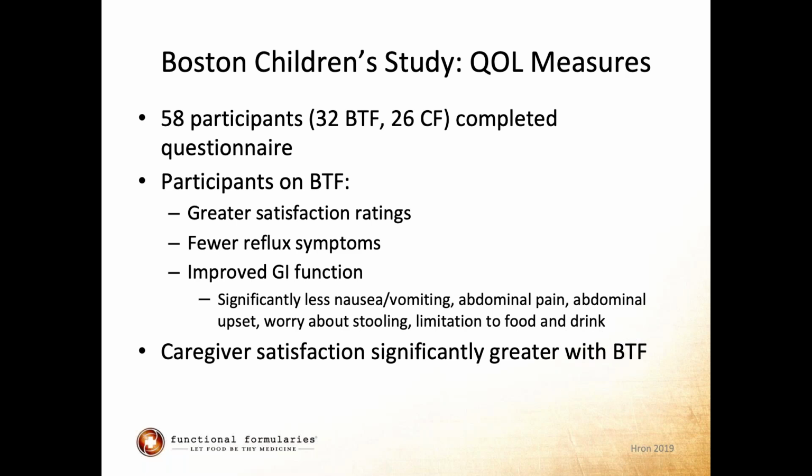It was also cited across 3 different validated GI questionnaires in the pediatric population that there was significantly improved GI function across a number of measures. So specifically, they cited that there was significantly less nausea and vomiting, abdominal pain, abdominal upset, worrying about stool, diarrhea, and limitation to food and drink in this study. And all the caregivers also reported greater satisfaction with the blenderized tube feeding group.